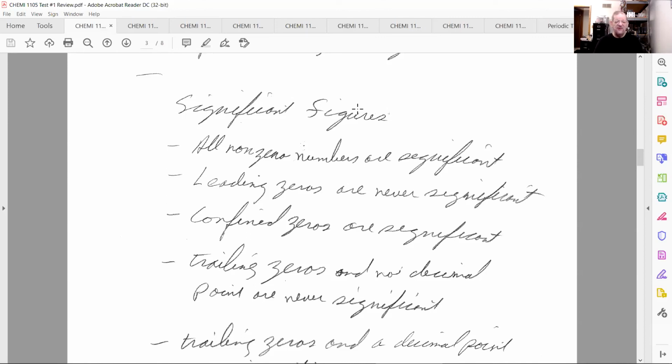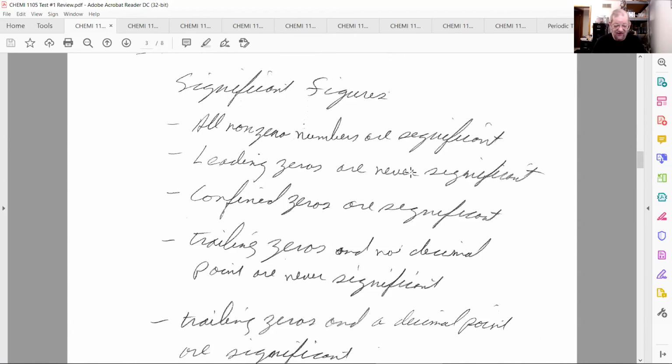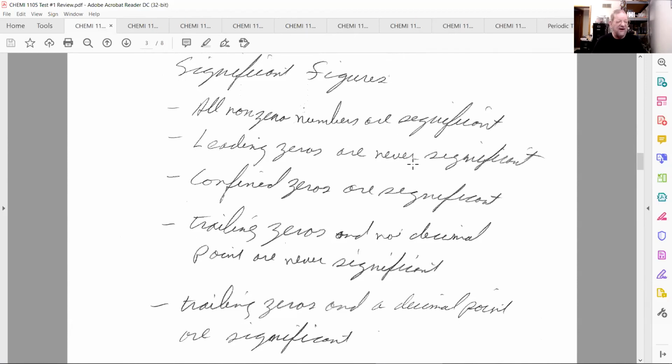All non-zero numbers are significant. Leading zeros are never significant. Confined zeros are significant. Trailing zeros and no decimal point are never significant. And trailing zeros with a decimal point are significant. Again, I will not ask on the final exam how many significant figures are in this number, but you should know how to do that.